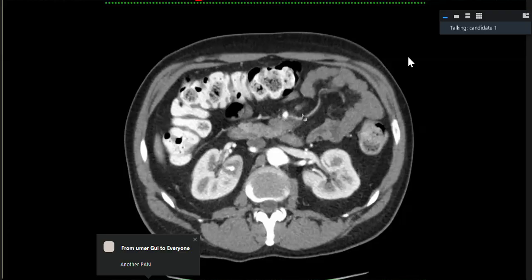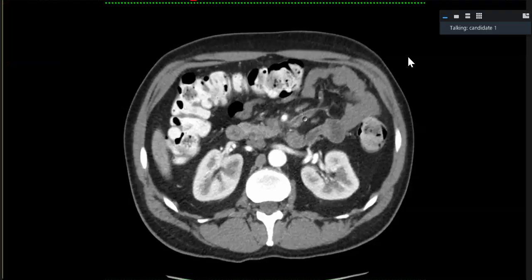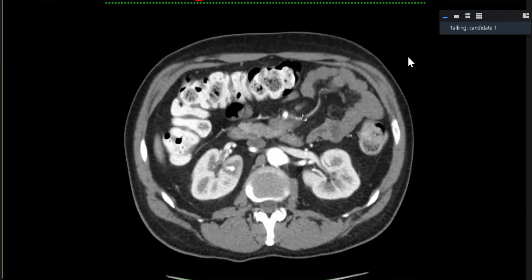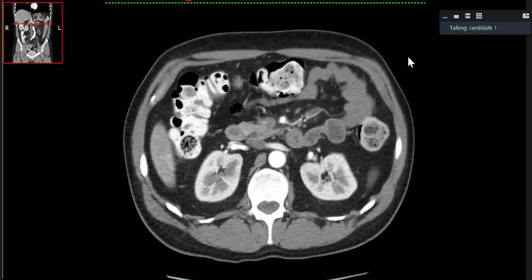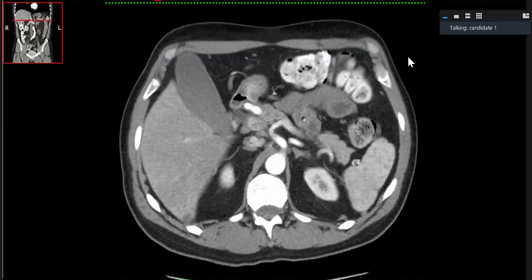there is a well-defined hyperdense focal area, or it's enhancing. This area may be representing an aneurysm in the right kidney, but there is no obvious surrounding bleeding around the kidney, no perinephric fluid collection, denoting that this aneurysm is an intact aneurysm.